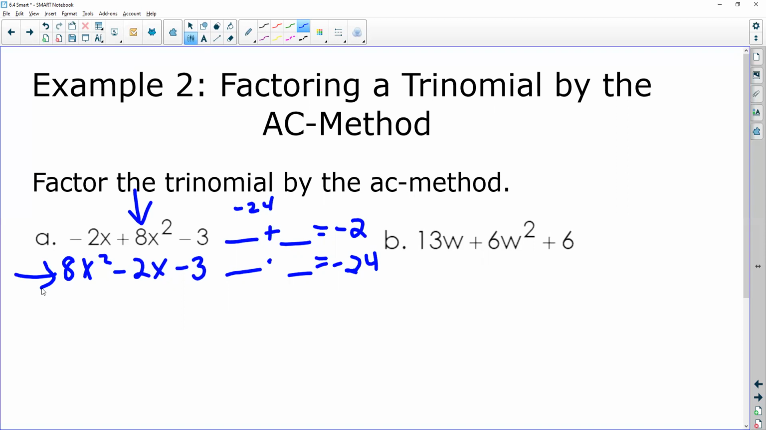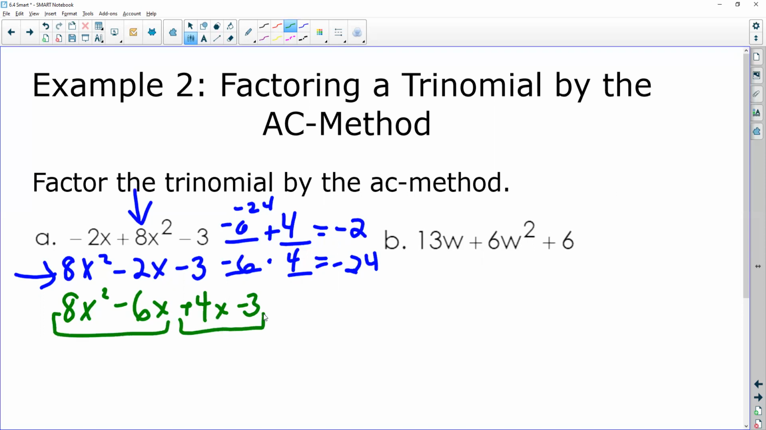Let's see. I can do, it's not 8 and 3. It's not 12 and 2. It's 6 and 4. And they're both 6 and 4, and I need the 6 to be the negative. Okay. So now I'm going to rewrite my trinomial as a quadnomial. Minus 6x plus 4x minus 3. And now I'm going to factor by group.